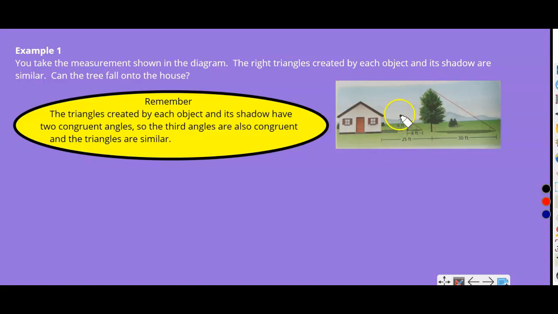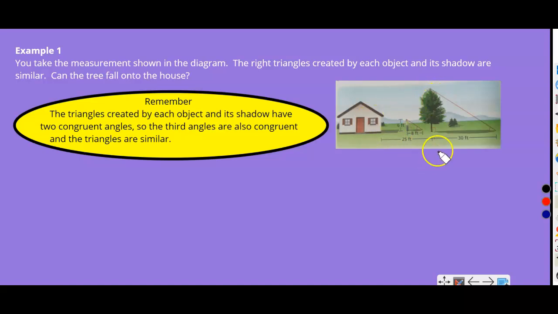So what information do we have? The height of the person is 6 feet tall. Their shadow is 8 feet long. We don't know how tall the tree is, but we know it casts a 30-foot shadow. We also are given that the house is 25 feet from the tree. So we need to know if that tree would fall on the house if it fell.